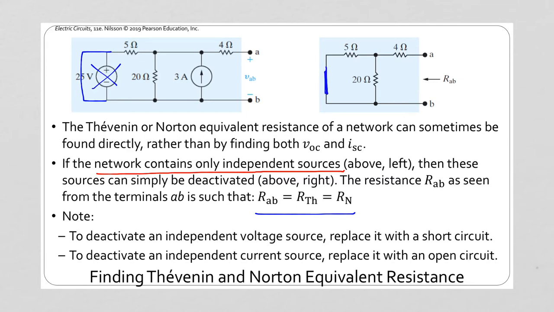Similarly, if we want to deactivate a current source, which carries current, we want to deactivate the flow of current, which means we need an open circuit. And so this current source here would just be an open circuit with no current flow. Once you've deactivated the sources, then you can find the equivalent resistance, and you can use that for your Thévenin or Norton equivalent circuit.